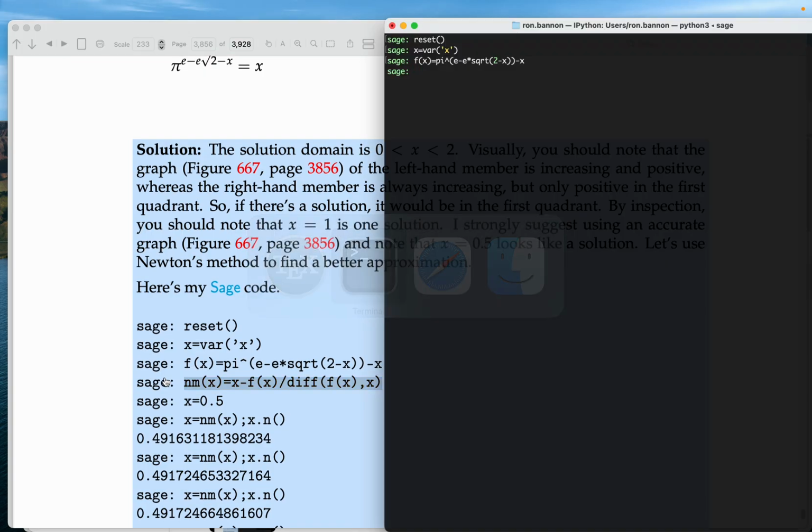Let me go back to my Sage again. And hit return. Let me explain what I got over here. So Newton's method is a function call, right? I'm defining it to be x minus f of x divided by the derivative of f of x with respect to x. And this is something, if you took Calculus 1, you've learned Newton's method, and they certainly went through the description how to derive the formula.